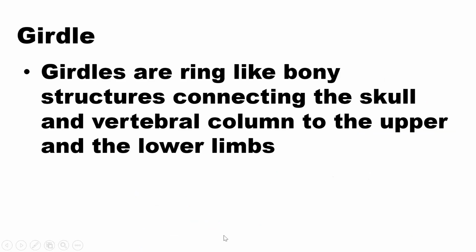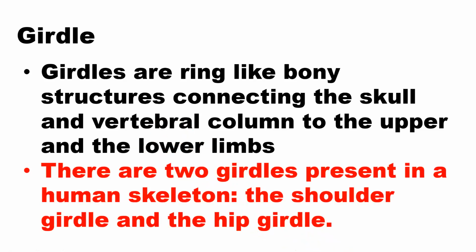What are girdles? Girdles are ring-like bony structures connecting the skull and vertebral column to the upper and the lower limbs. There are two girdles present in the human skeleton, the shoulder girdle and the hip girdle.